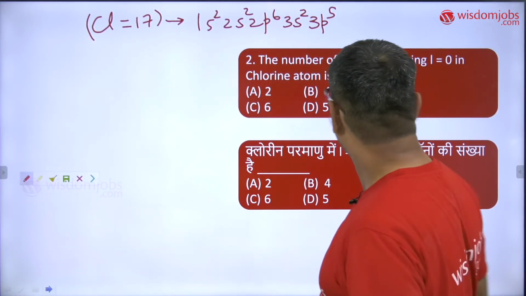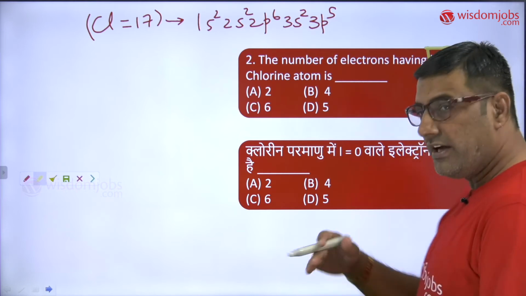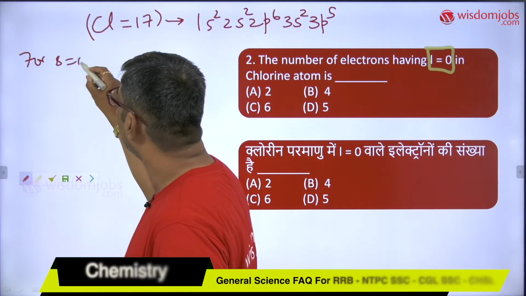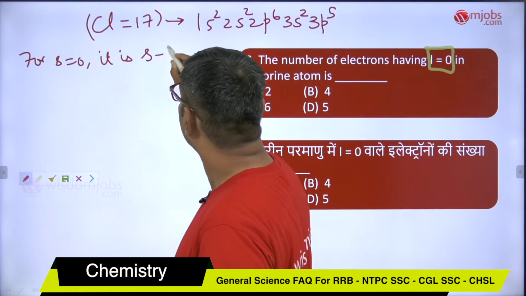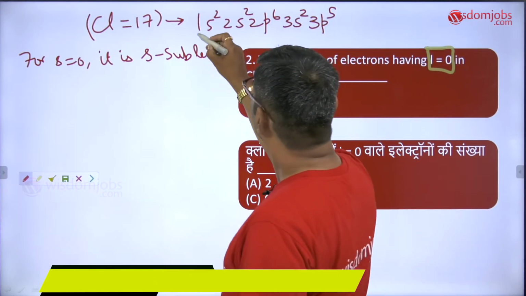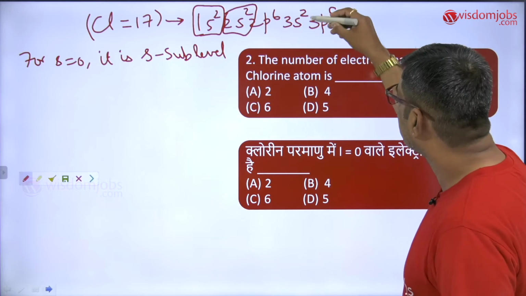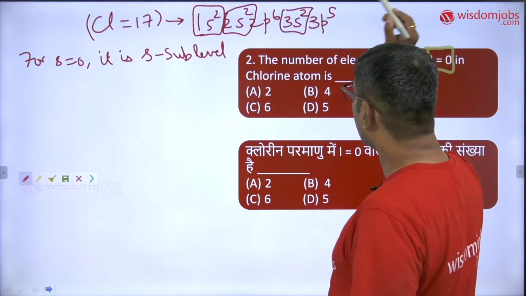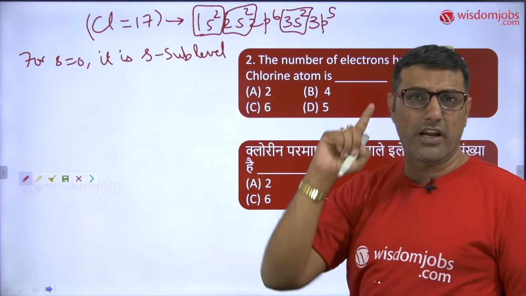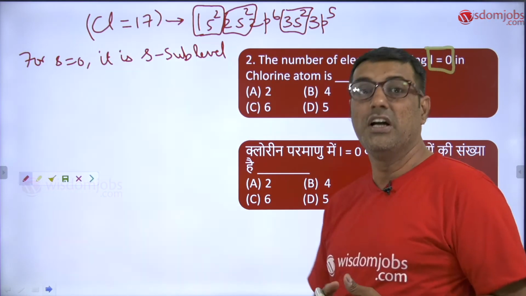Now the keyword given here is L equals 0. When L equals 0, it corresponds to the s sublevel. Now have a look at the chlorine electronic configuration. How many s sublevels are there? 1s2, 2s2, 2p6 is not an s sublevel, 3s2, and 3p5 is also not an s sublevel. For 2p and 3p, the L value is 1. So obviously 1s2, 2s2 and 3s2 are the only sublevels for which L takes a value of 0.